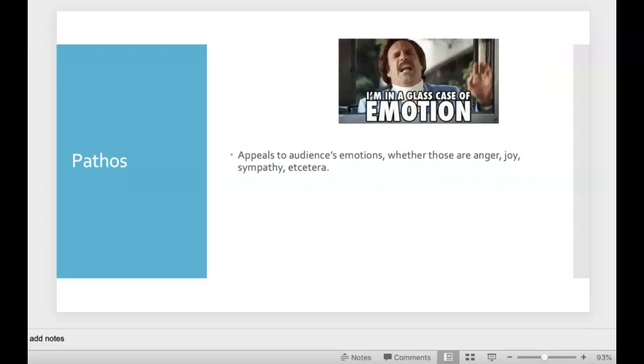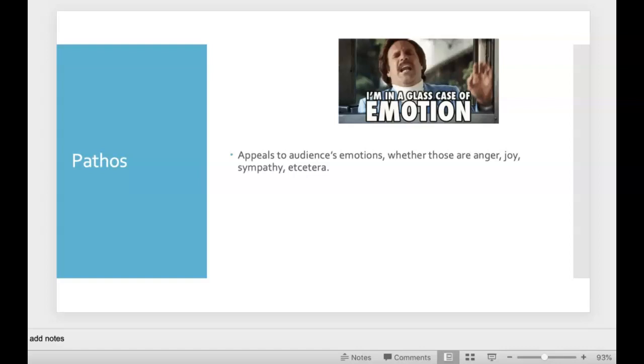Next, we have pathos. Some people say it pathos. Either way is fine. This is going to appeal to the audience's emotion. That could be anger, joy, sympathy, anything like that, that the speech or the essay or the commercial is trying to make you feel. So when you looked at the Kevin Hart commercial for your previous assignment, you might have found it funny. And that's one of the emotions that the creators of that commercial wanted the audience to feel.